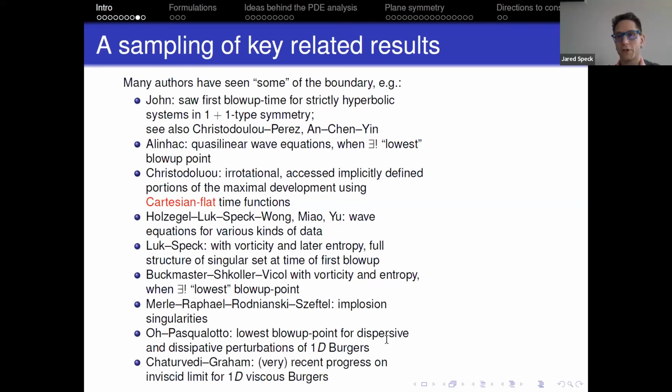And then very recently, just a few days ago, Chaturvedi and Graham have recent progress on understanding the inviscid limit for 1D viscous Burgers. So you can think of it as a shock-forming Burgers solution, but then they add a small amount of viscosity and try to study what happens to the viscous solution as the viscosity goes to 0. And as far as I understand, they separate the viscous solution into the part that is worse than C^{1/2} and the part that's better than C^{1/2}, and understand a little bit about how the limit works in that case. I think this is a very nice result.